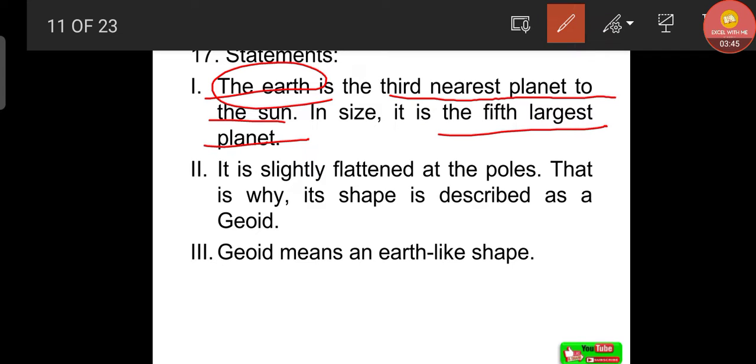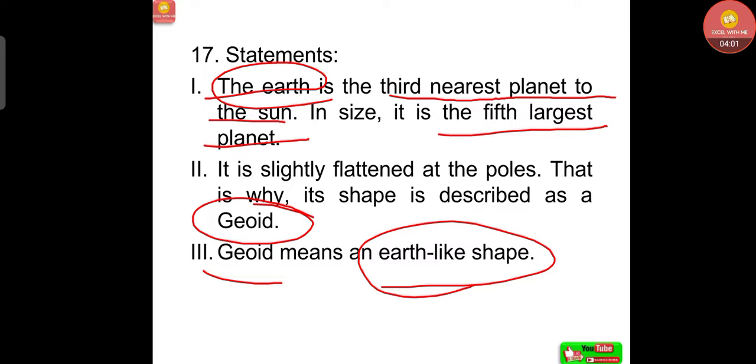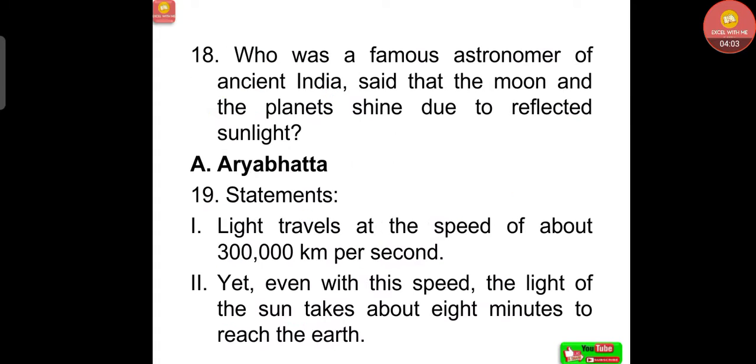Now it is slightly flattened at the poles. That is why its shape is described as geoid. Now what is the meaning of geoid? Geoid means an earth-like shape. So these are the important statements we have to understand. Now, who was a famous astronomer of ancient India who said that the moon and the planets shine due to reflected sunlight? That was Aryabhatta.